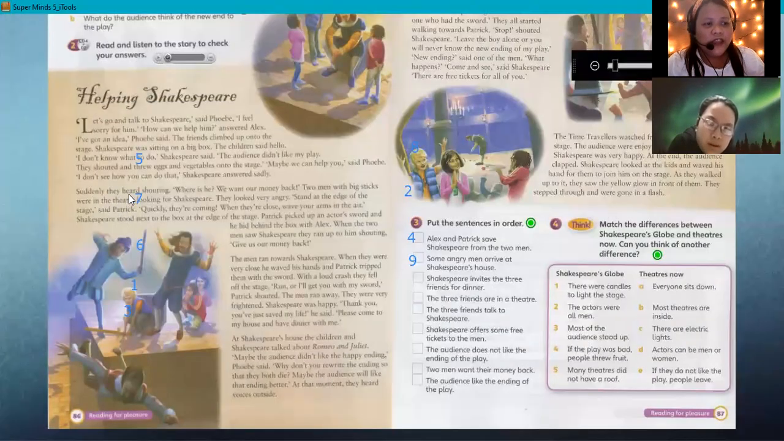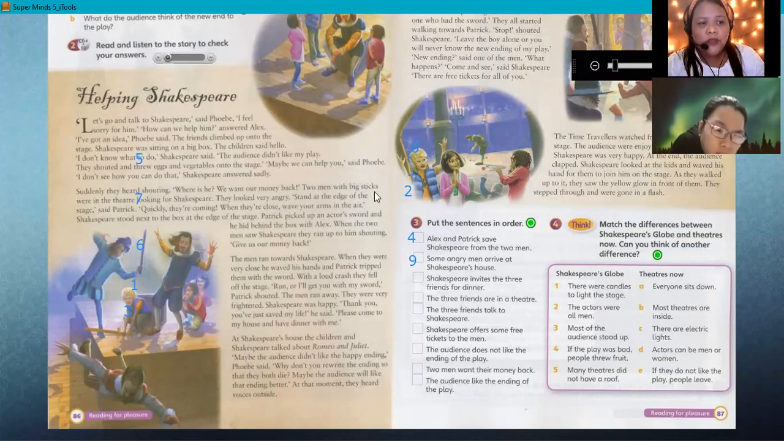But what? Suddenly they heard shouting, "Where is he? We want our money back." Two men with big sticks were in the theater looking for Shakespeare. They looked very angry. "Stand at the edge of the stage," said Patrick. "Quickly, they're coming. When they're close, wave your arms in the air." Shakespeare stood next to the box at the edge of the stage.